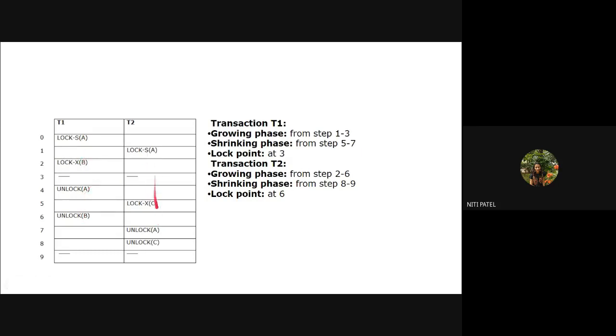Now let us see transaction T2. In transaction T2, I want locks on A and C. So acquire a lock on A, acquire a lock on C. Then you have a breakpoint over here, that is the lock point. Once the lock point is achieved, you can only unlock. So this is your growing phase, and this is your shrinking phase. Understanding?